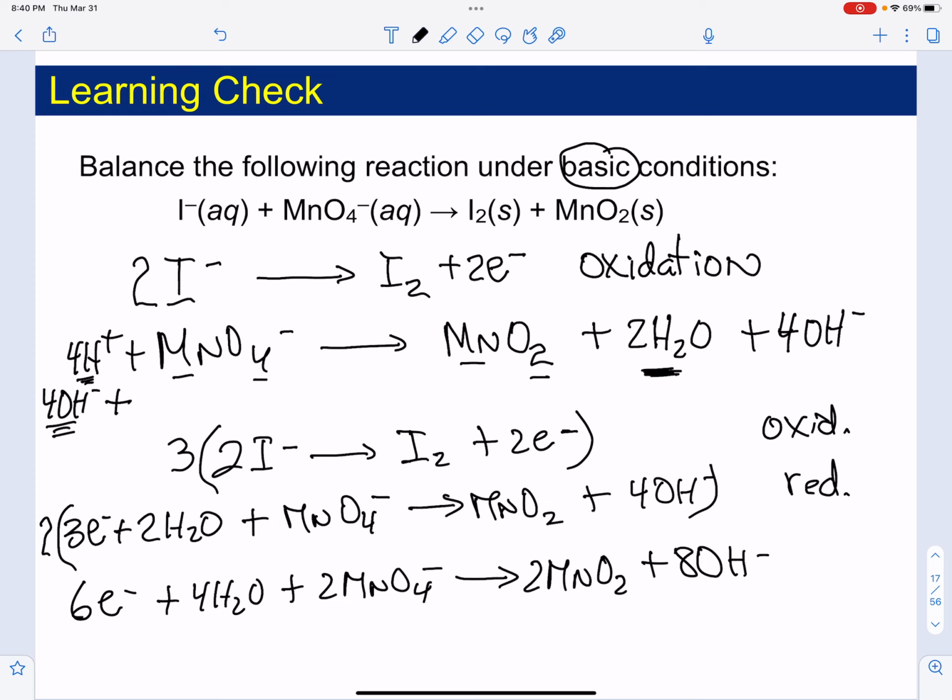So let's double check. We got 6 electrons on the left side, 8 hydrogens on the left side, 8 hydrogens on the right side, 4 oxygen, 8 oxygen, 12 oxygens on the left side, 12 oxygens on the right side, 2 manganese and 2 manganese. And the total charge on the left side is going to be 6 electrons plus, minus 2 more, 8 negative. And on the right side, you're going to have 8 negative. So this half reaction is properly balanced.